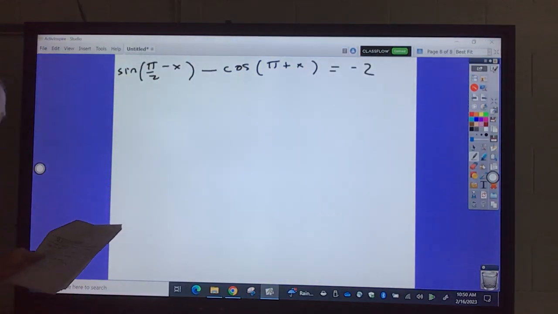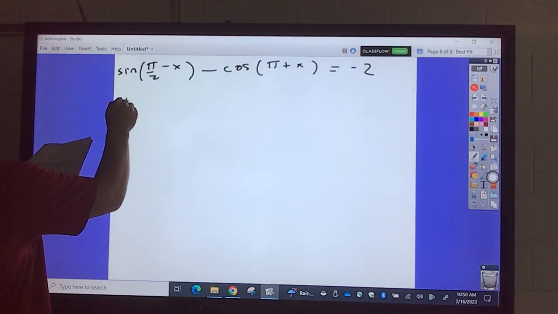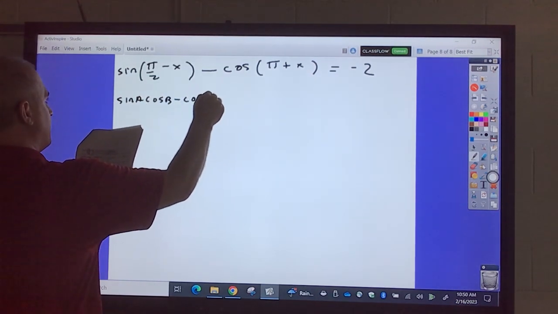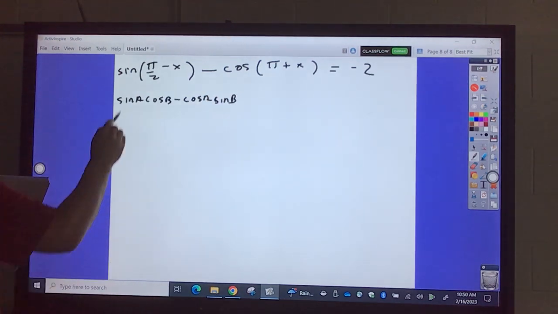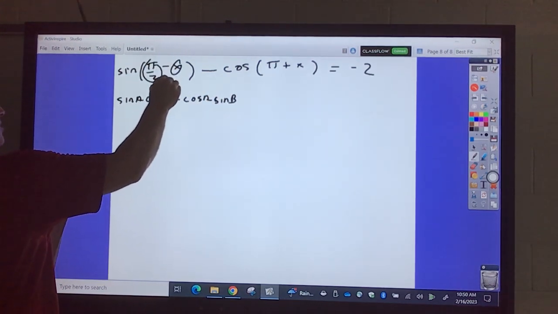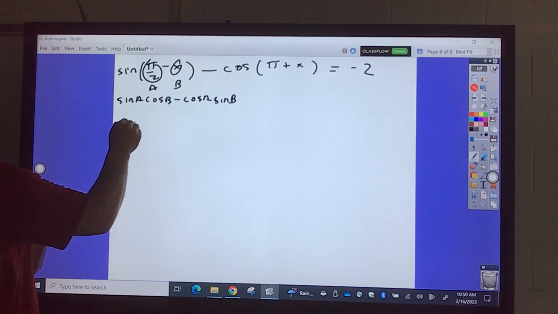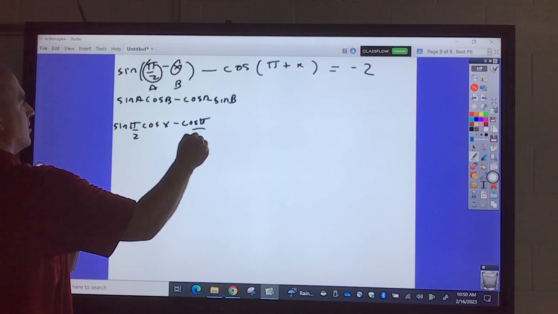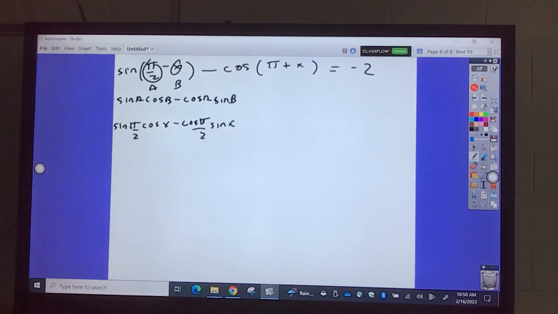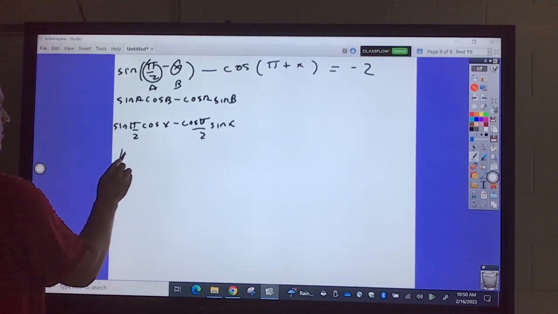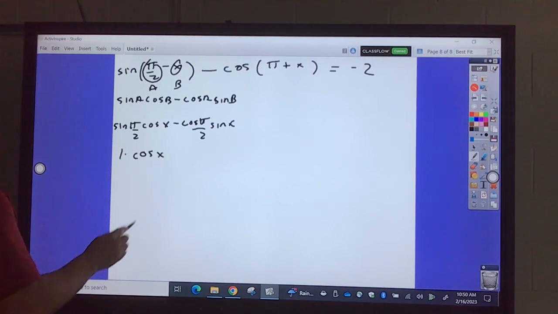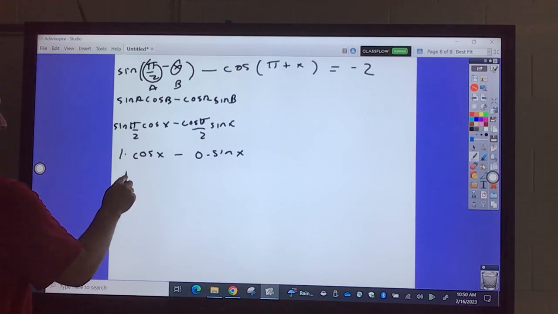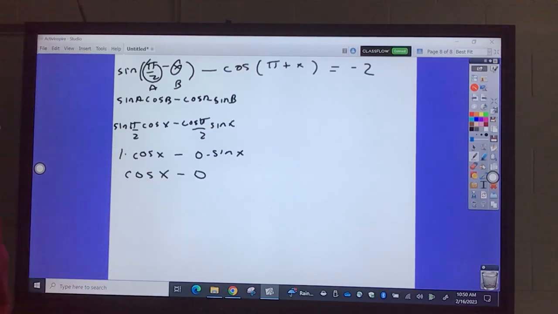Now this formula here is sine A cosine B minus cosine A sine B, where this is my A and this is my B. So I get sine of pi over 2 cosine of x minus cosine of pi over 2 sine of x. Well, sine of pi over 2 is 1, so that's 1 cosine x. That's going to be 0. So what this is going to be is cosine x minus 0. So that's that side.